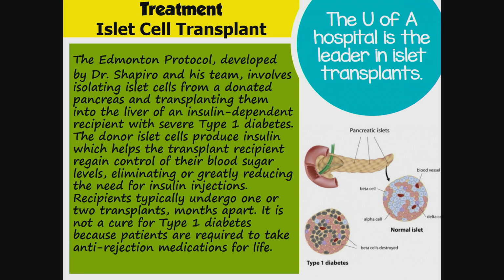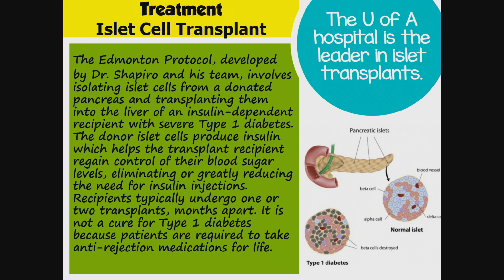The U of A hospital is the leader in islet transplants. It's called the Edmonton Protocol and was developed by Dr. Shapiro and his team. It involves isolating islet cells from a donated pancreas and transplanting them into the liver of an insulin-dependent recipient with severe type 1 diabetes. The donor islet cells produce insulin, which helps the transplant recipient regain control of their blood sugar levels, eliminating or greatly reducing the need for insulin injections.